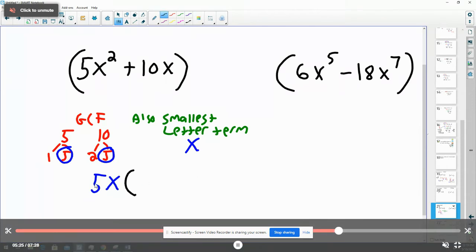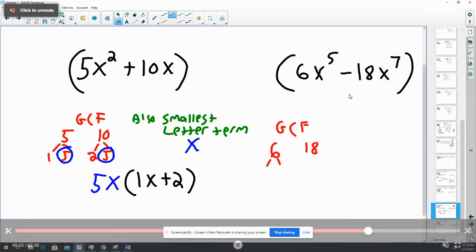Now we multiply back. 5 times 1 gets us 5. X to the first, and x squared is, remember, x to the first power. So I have 1, I need 2, so I need 1 more. Plus 5 times 2 gets me 10, and I already have my x's here. So that's all set. If we multiply it back, 5x times 1x is 5x squared. 5x times 2 is 10x.